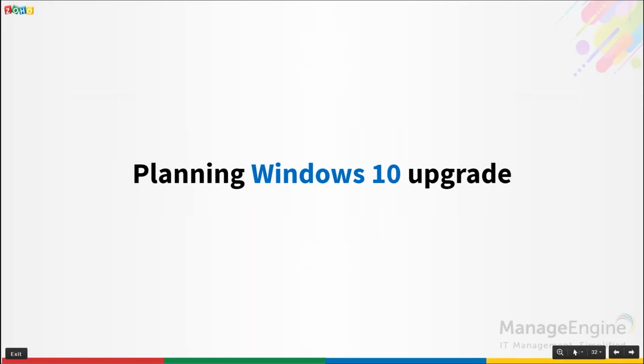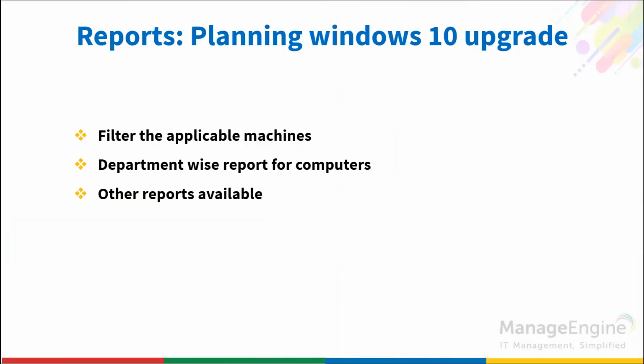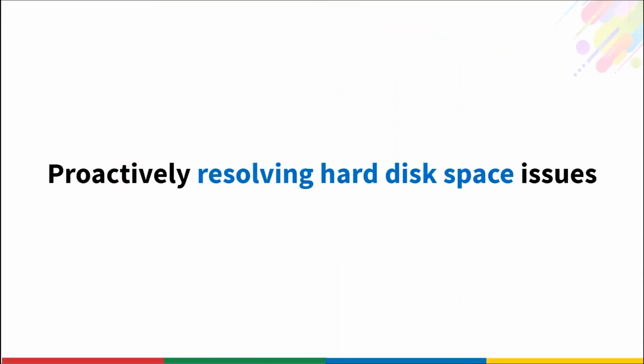Now we have seen what all the reports are and how we can use them for activities in your organization. Let's move on to the next scenario. All right, these are all the topics that we discussed in this module. Let's move on to the next scenario, which is proactively resolving hard disk space issues. This is one common issue that you might face in all IT organizations. So what are the options available in Desktop Central to prevent this proactively?